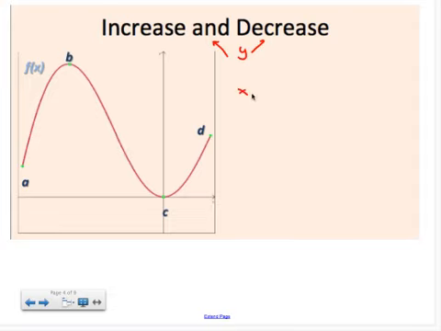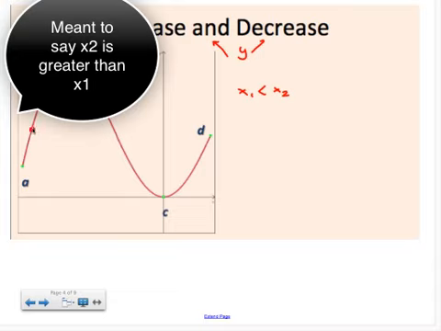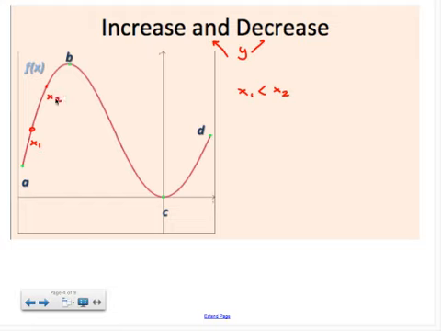So let's use x1, and we'll assume that x1 is less than x2. For example, x1 might be here and x2 could be here. So if f of x2 is bigger than f of x1 for all x on an interval, and let's call the interval a to b.